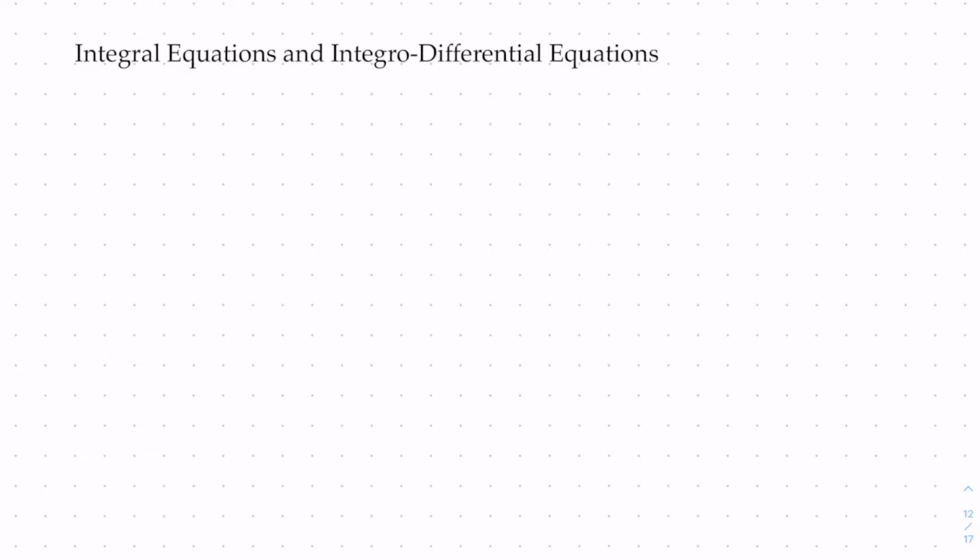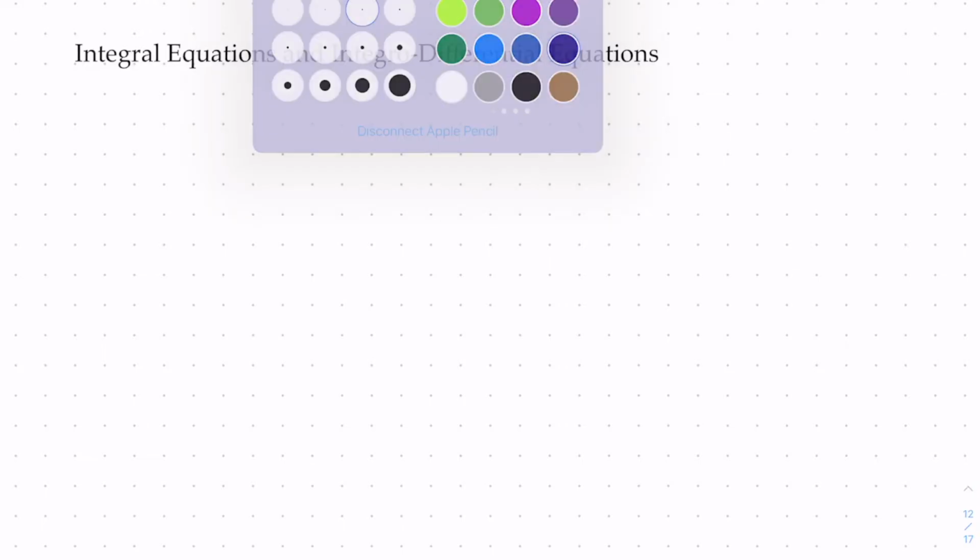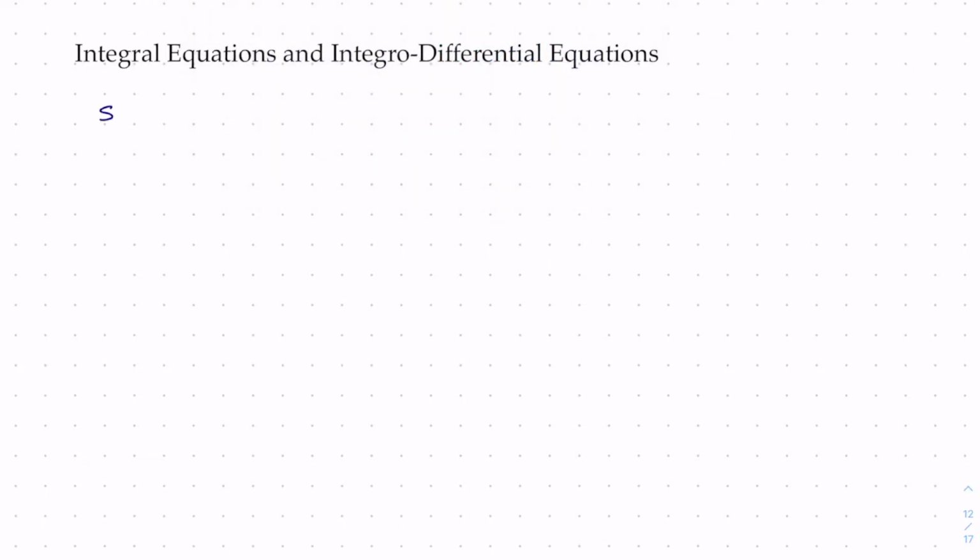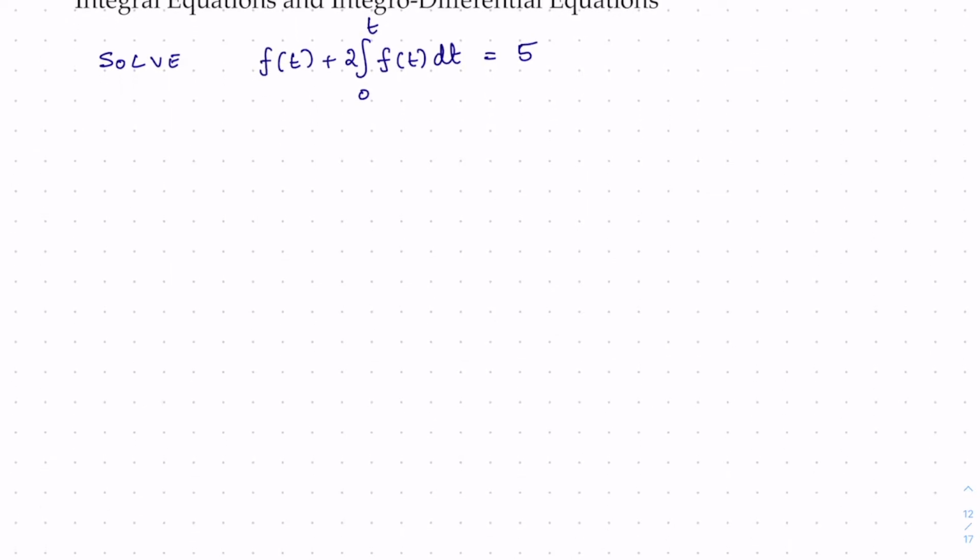So what I'm going to solve is f of t plus the integral from 0 to t of 2 f of t dt is equal to 5, right? How do we do that? The process is the same process. I don't want to repeat the same thing over and over again.